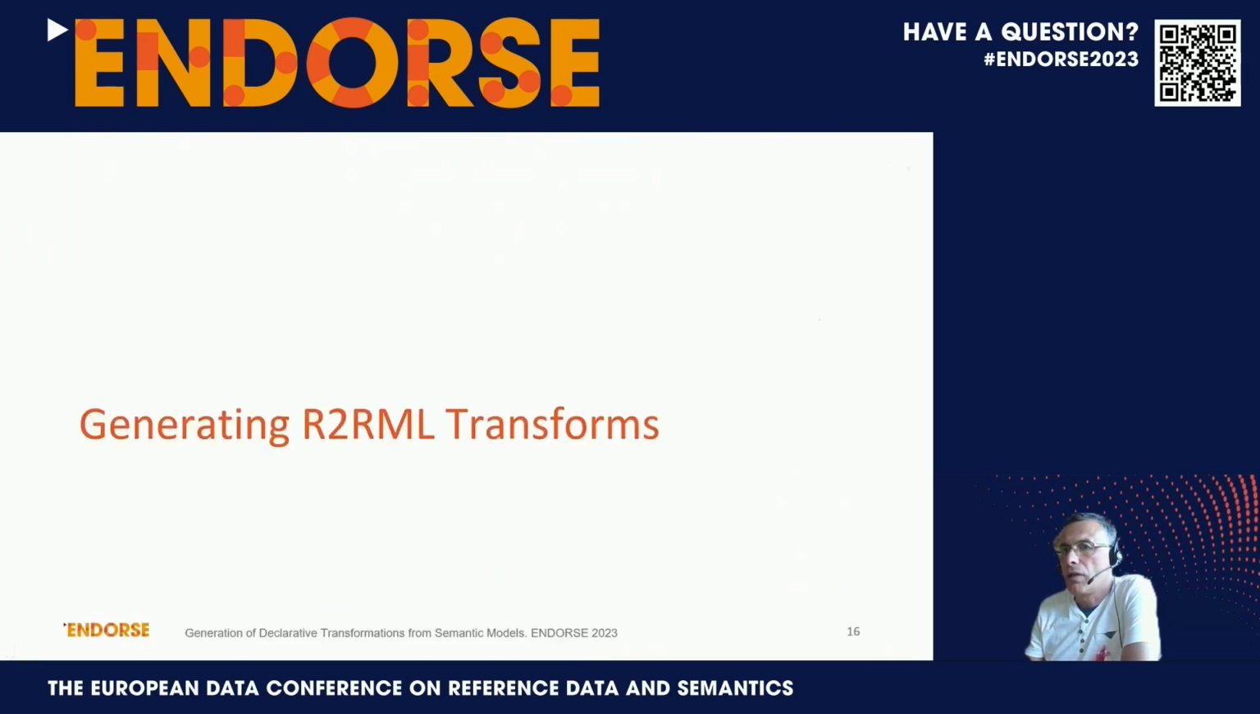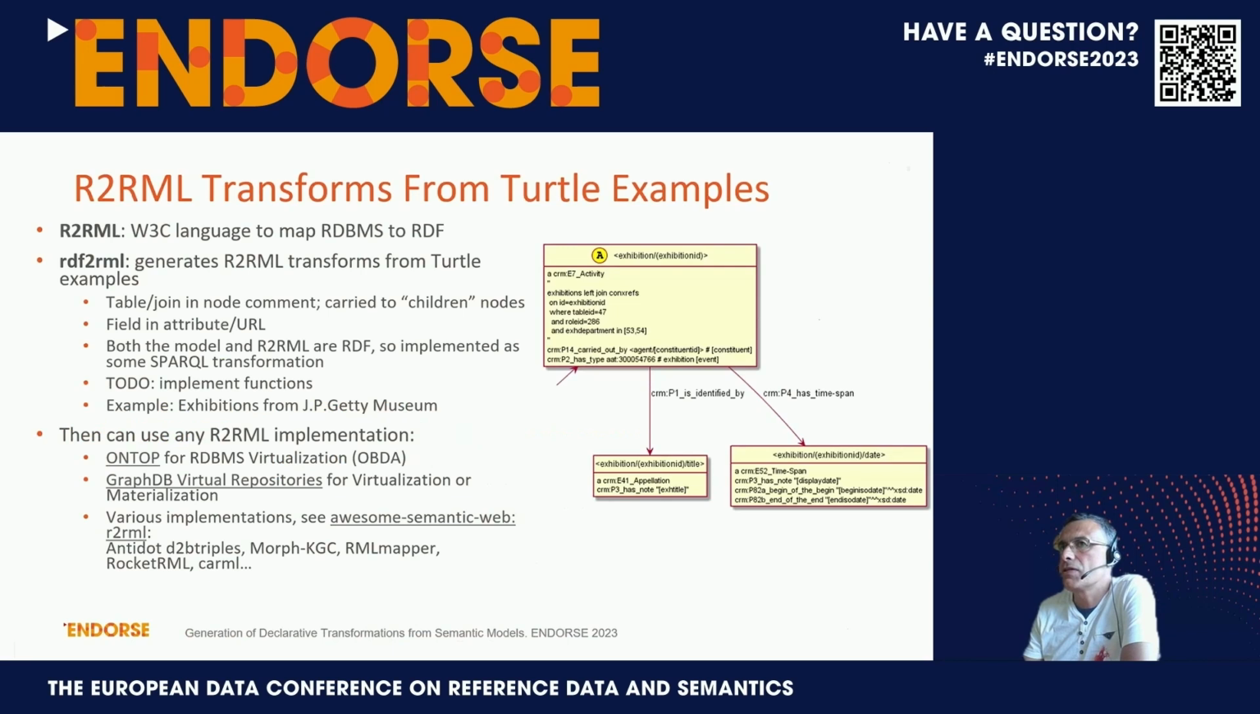And now the last part of my presentation is about generating R2RML transforms. This is the W3C language for relational databases. You can use it either with an ETL or with a no ETL approach. So the Ontotext software is integrated in GraphDB, and you can use it either way.